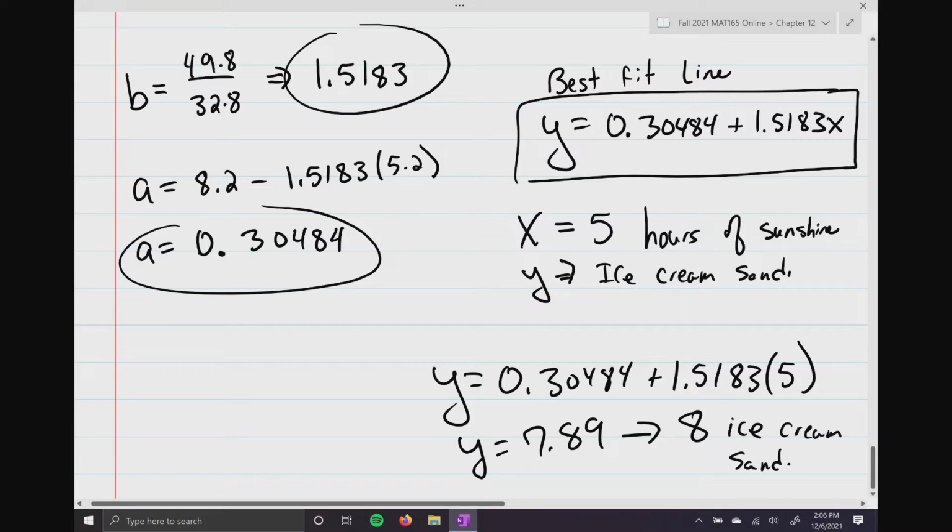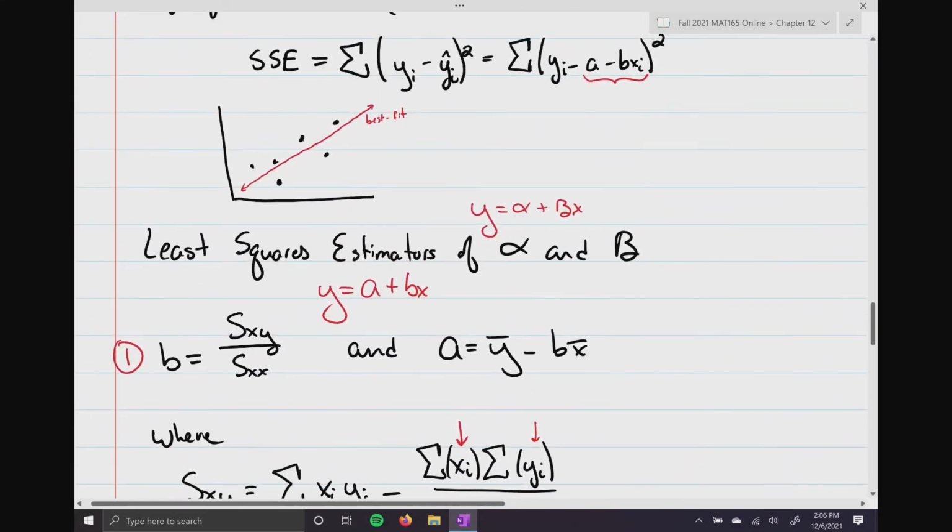Now, if we go back to our actual data values here, okay? I'm going to go all the way back up.